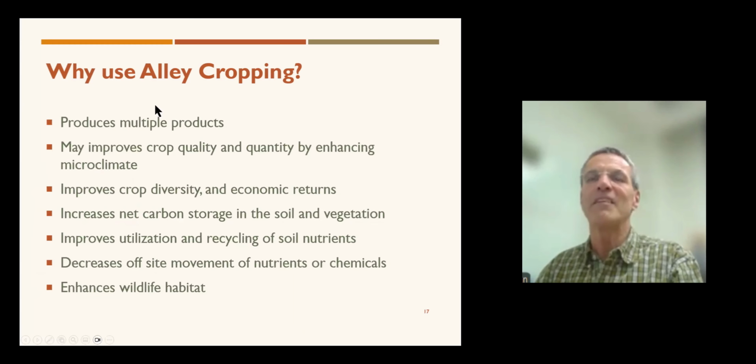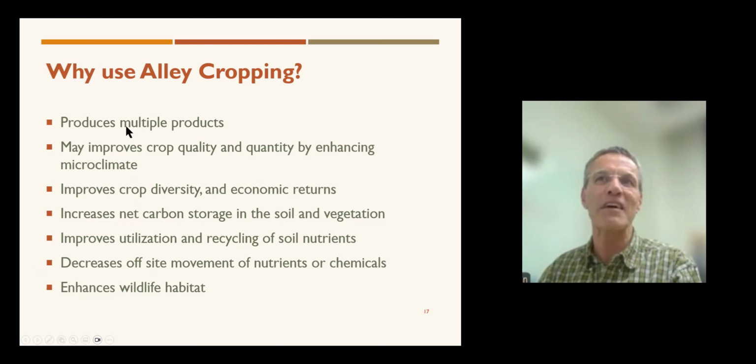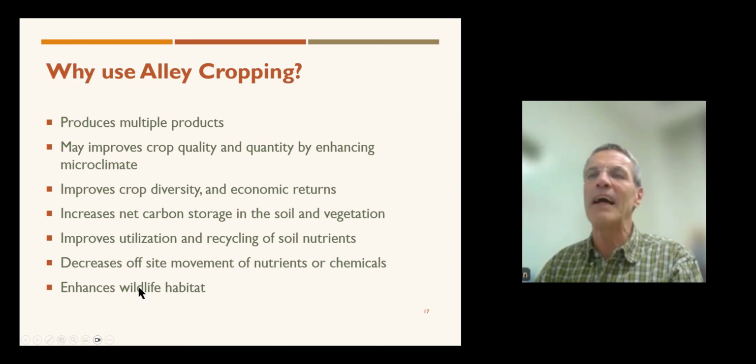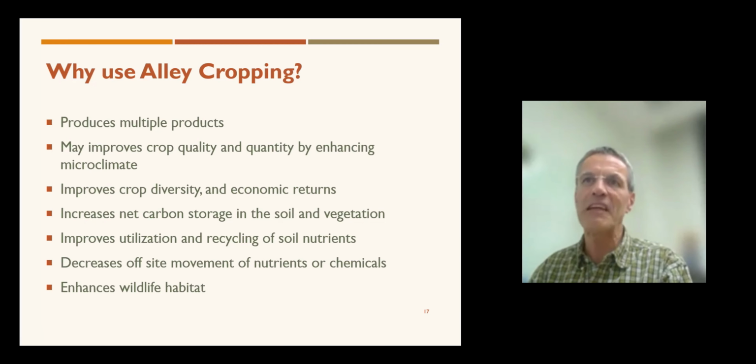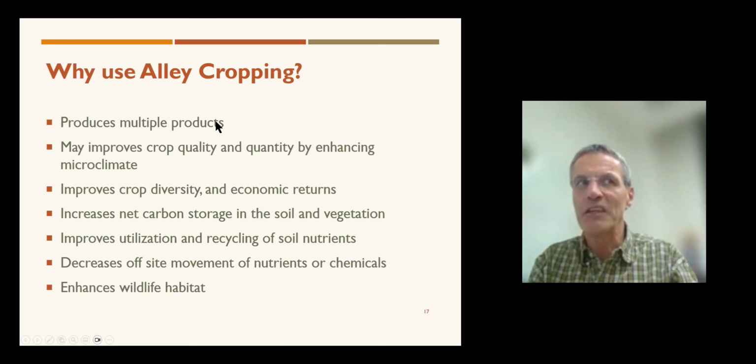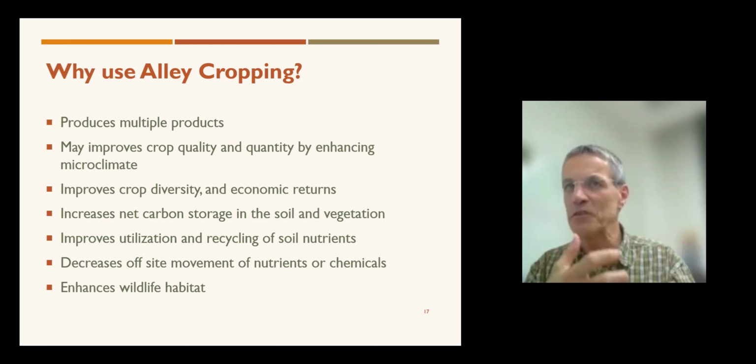So I'm going to go through some of these benefits here, and I just put the whole list up. Not all of what you see here applies to every alley cropping system, but these are some of the major benefits, and I'm going to go through most of them. So obviously it does produce multiple products, and you always select the tree or the shrubby component, the woody component, to also yield you something.